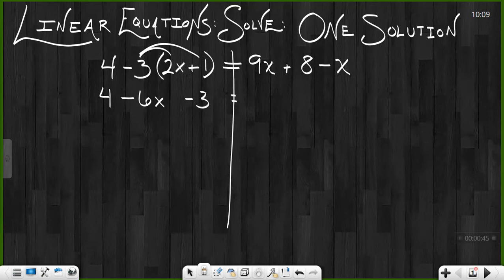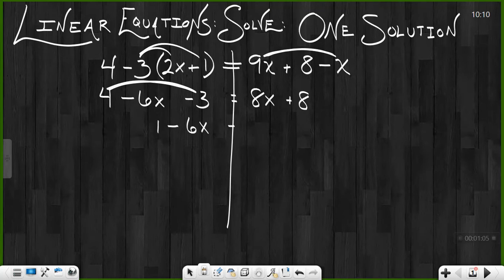On the other side, I notice that I can put two things together. I've got 9x and x. Those are like terms. So 9x minus x is going to give me 8x, and this constant of 8 is going to stay the same. On the left side, it's still not simplified. There's two things I can put together still. This 4 and that negative 3 are like terms, and 4 minus 3 is going to give me a 1. So I'm going to end with 1 minus 6x equals 8x plus 8.